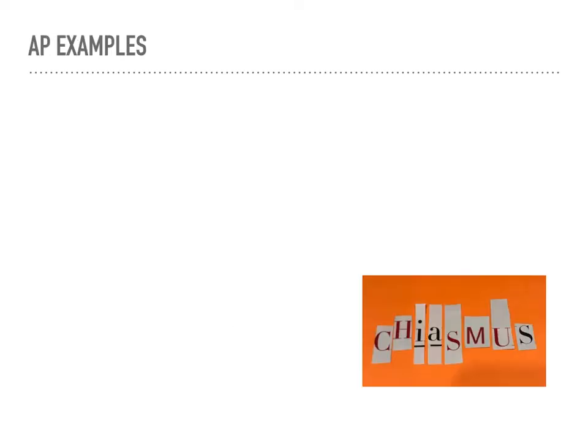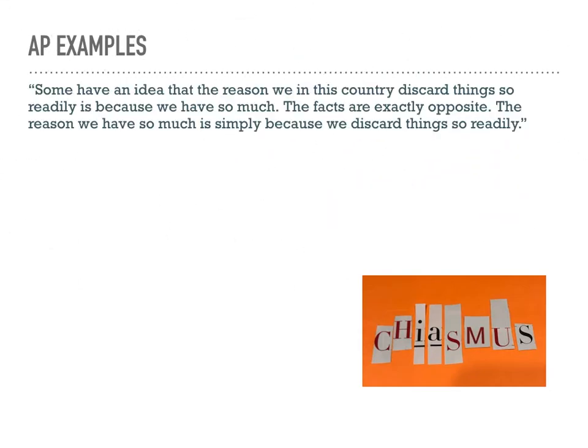So now we can move on to some AP examples. This first example says, some have an idea that the reason we in this country discard things so readily is because we have so much. The facts are exactly opposite. The reason we have so much is simply because we discard things so readily. So first we want to identify any repetition of phrases or words, and in this example it says discard things so readily, and it also says so much. But in the second sentence it says so much before it says discard things so readily. So if we use the X technique, it would be discard things so readily, so much, and then in the second sentence, so much, discard things so readily.